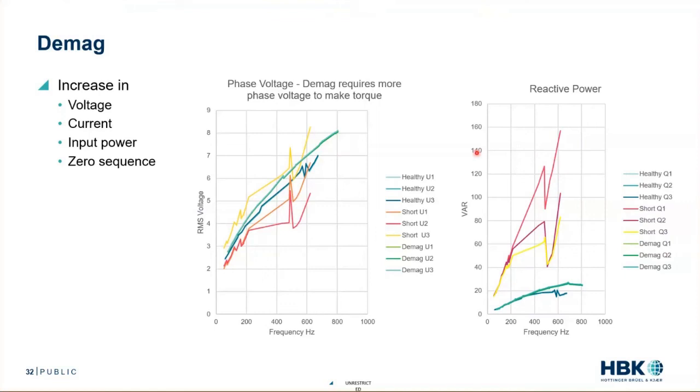That's cool. We can also look at the reactive power. And again, short circuit current all over the place. But I've got my demag in green and my healthy in blue. And we can see that the reactive power looks pretty similar until I get to a certain speed. And then we can see that deviation. Again, we can find multiple sources for these faults and start to identify what their cause was and where they're located.